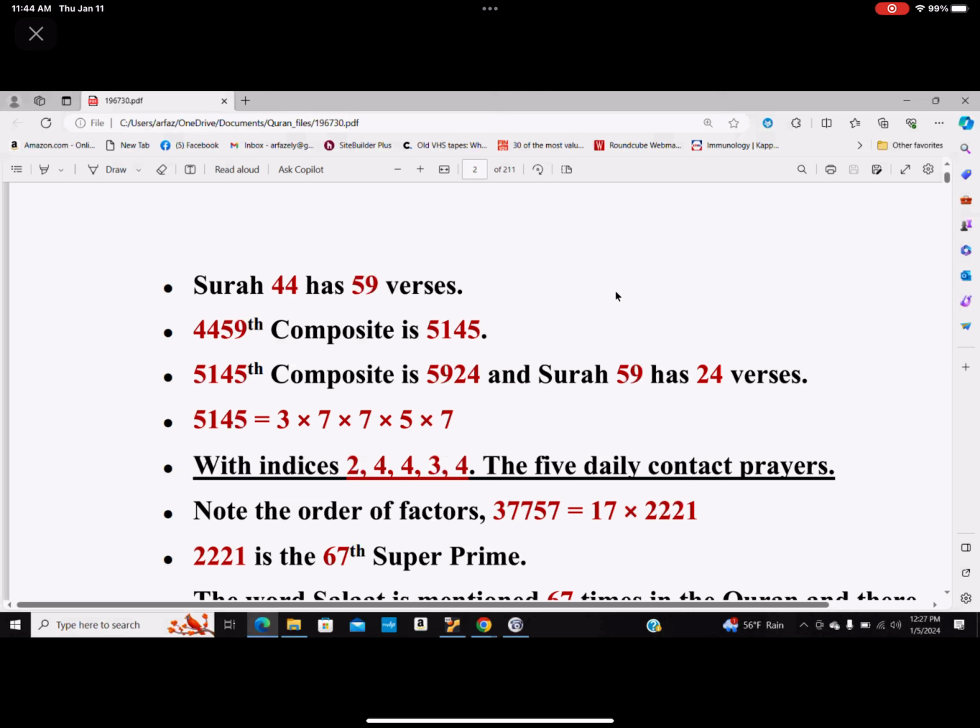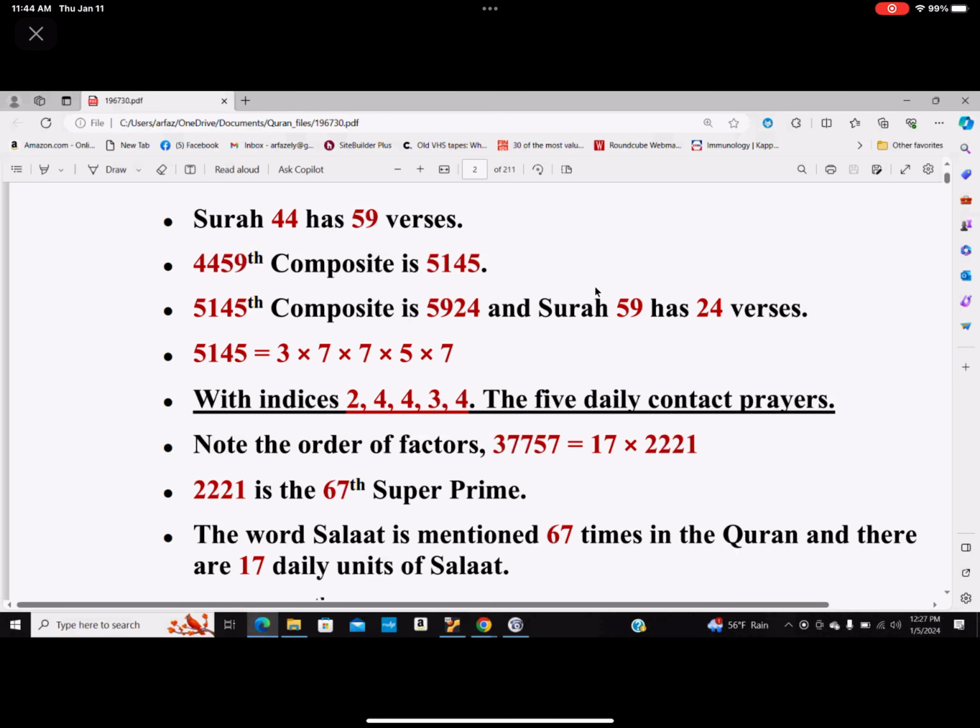The reason behind it is that this number 37757 is 17 times 2221. 2221 happens to be the 67th super prime. The word Salaat is mentioned 67 times in the Quran, and there are 17 daily units of Salaat. Okay? So you have a reason why you're doing this. Don't be bored. Don't do it lazily, because now you have this knowledge. You've had it before, maybe you forgot, so we'll mention it again.